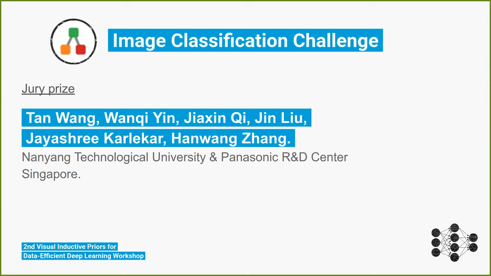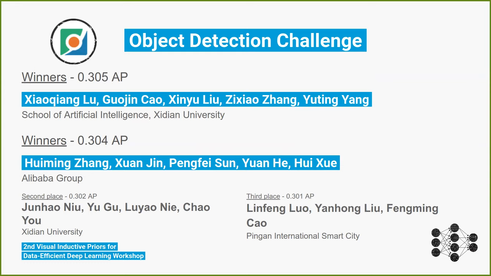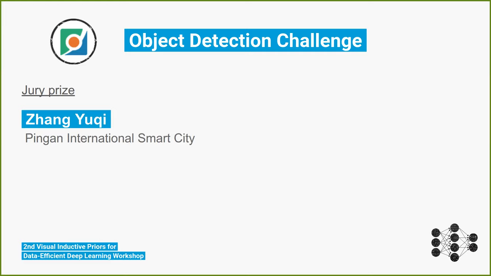Then for object detection, the winning teams are from the School of Artificial Intelligence and Xinjiang University, and from Alibaba Group. Due to some confusion about the challenge deadlines, we decided to merge two different rankings. So that's the reason that for some challenges we have two winners. And the jury prize for object detection went to Zhang Yuki from Pingan International Smart City.